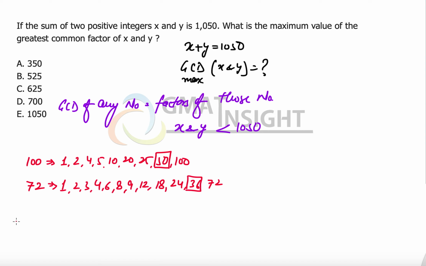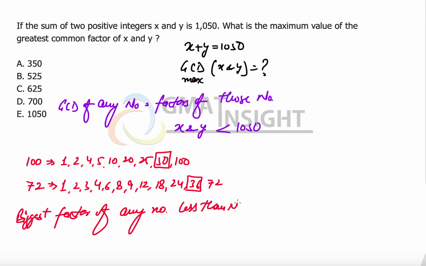So you can see the biggest factor of any number less than the number is always equal to the number divided by 2. Biggest factor of 100 is 100 by 2. Biggest factor of 72 is 72 divided by 2, that is 36. So now we have to maximize the greatest common factor.